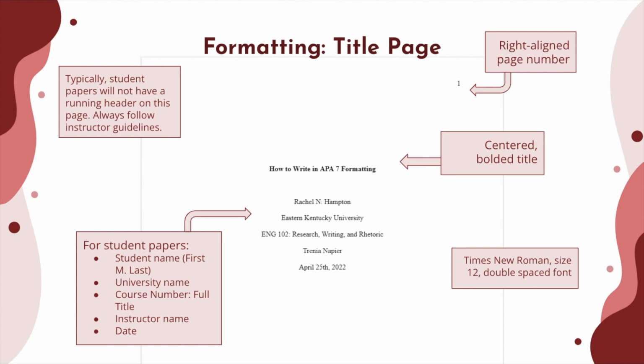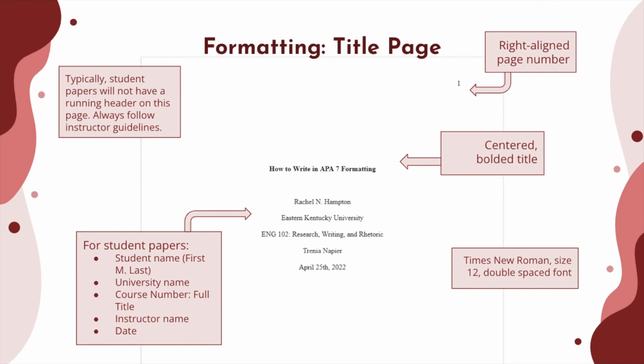In APA, there is a title page. The title is bold and centered about 1/3 way down the page. There should be a right-aligned page number in the header section at the top of the page. The text should be size 12 Times New Roman font and double-spaced.